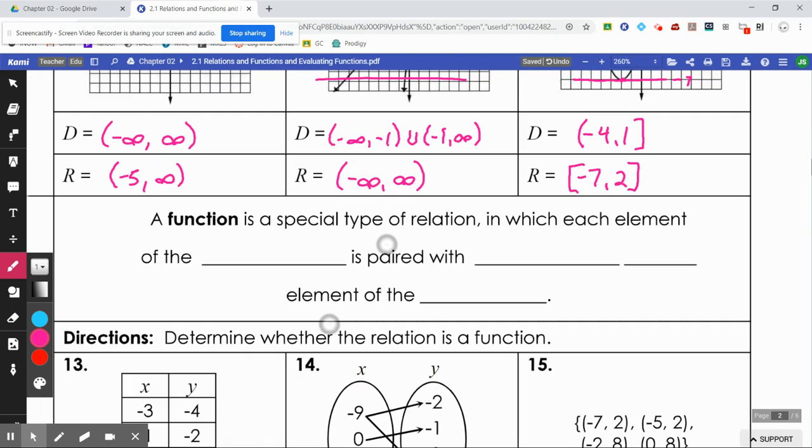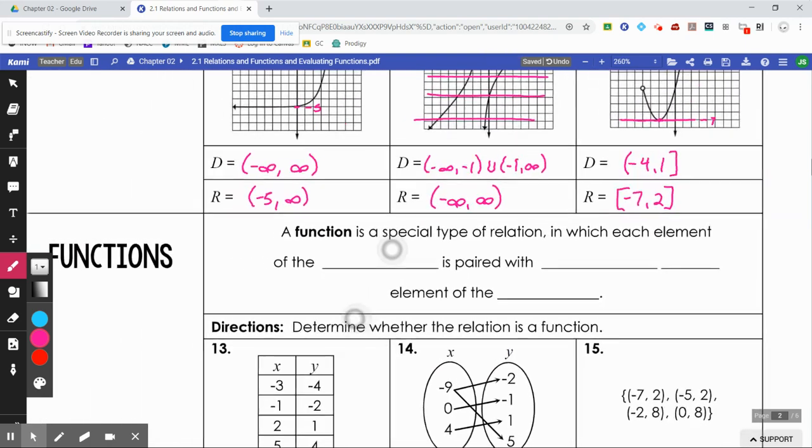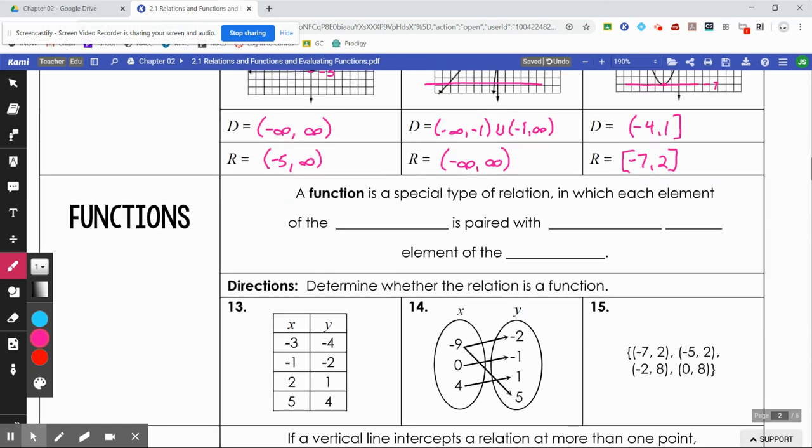Now we're going to define function. We're going to talk about what we mean by a function. A function is a special type of relation. So we're actually still talking about relations in which each element of the domain is paired with exactly one. Now this is important. Exactly one. It can't be more than one element of the range.